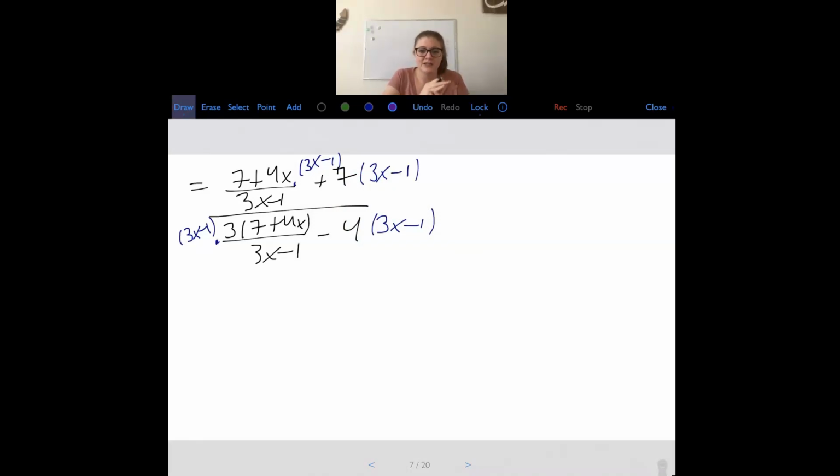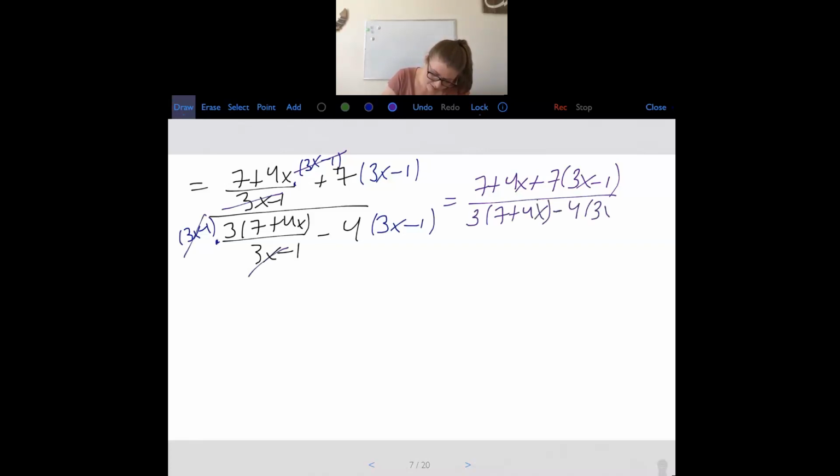Okay, so when we have 7 plus 4x over 3x minus 1 times 3x minus 1, the 3x minus 1's cancel out. And then in the numerator, we have 7 plus 4x plus 7 times 3x minus 1. Not so bad now. Okay, same thing in the denominator. The 3x minus 1's cancel, so I'm left with 3 times 7 plus 4x minus 4 times 3x minus 1. Okay, so now what we'll do is we'll distribute everything. So in the top we have 7 plus 4x, and the 7 times 3x is 21x. 7 times negative 1 is minus 7. Divided by 3 times 7 is 21. 3 times 4x is 12x.